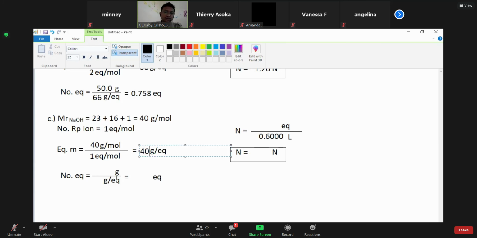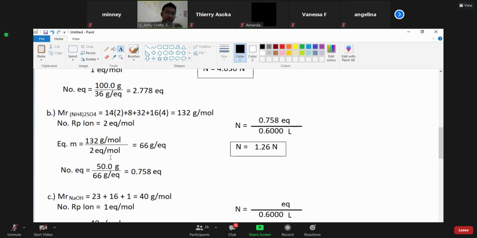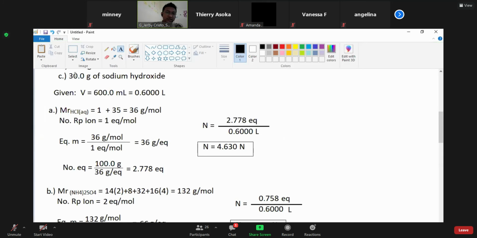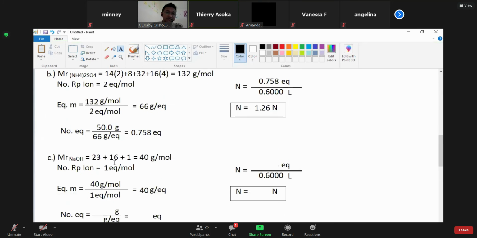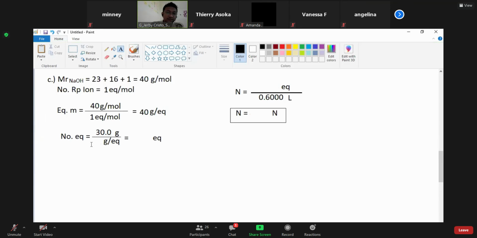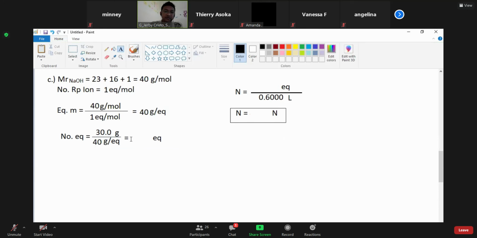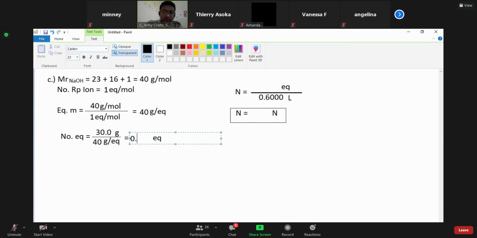Next, divide the given mass of sodium hydroxide, which is 30 grams, by the equivalent mass, which is 40. And what's the result? 0.750 equivalents.